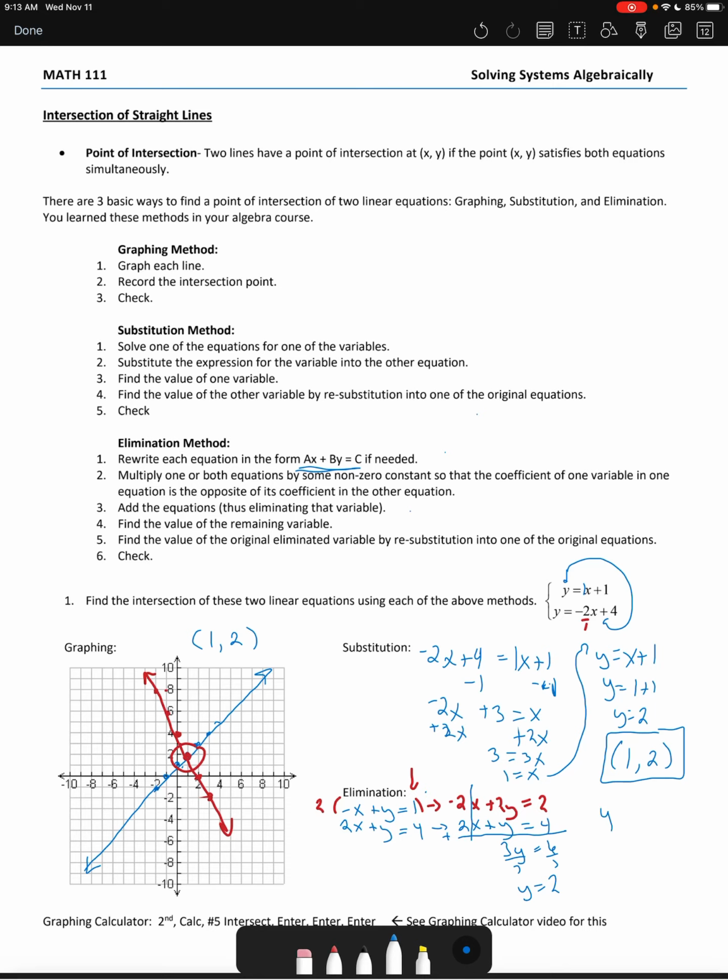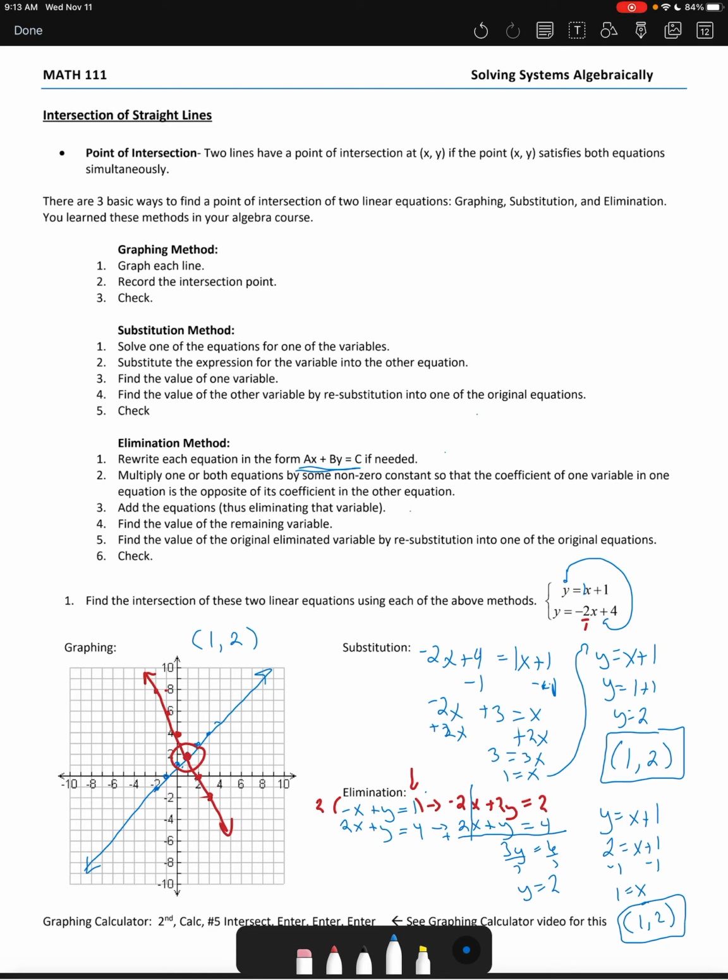So I would choose the y equals x plus 1 equation again. I would put in a 2 here and arrive that x must be 1. Same answer, three different ways.